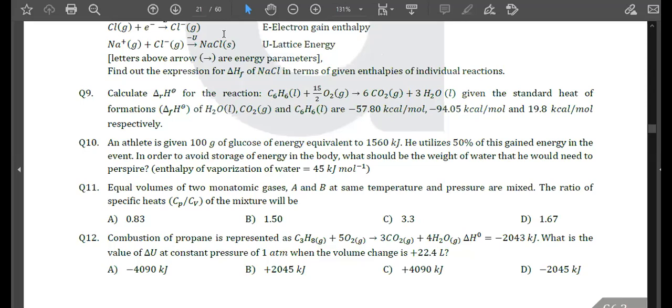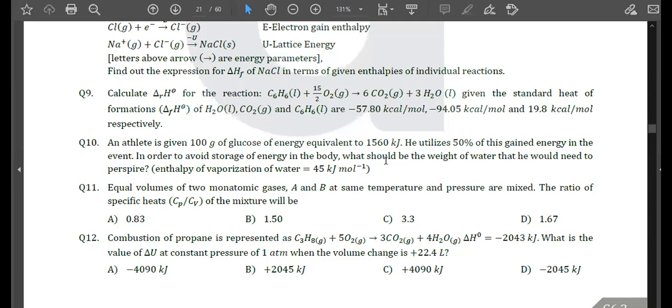Okay, question number 11 and 12. Anyone have any doubt? I guess question number 11 would be easy, right? 11, any doubts? Okay, some students have doubt. Let's see. Equal volumes of two monoatomic gas A and B at same temperature and pressure mixed, right? The ratio of their specific heat Cp by Cv.